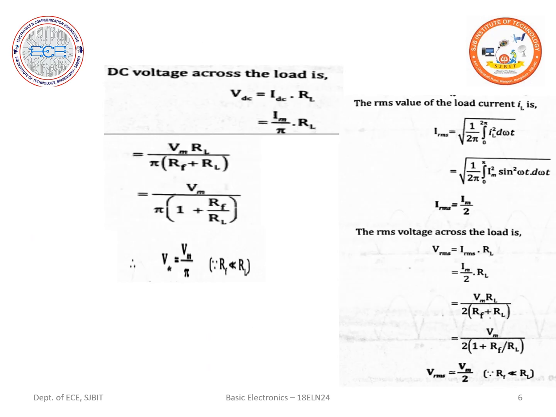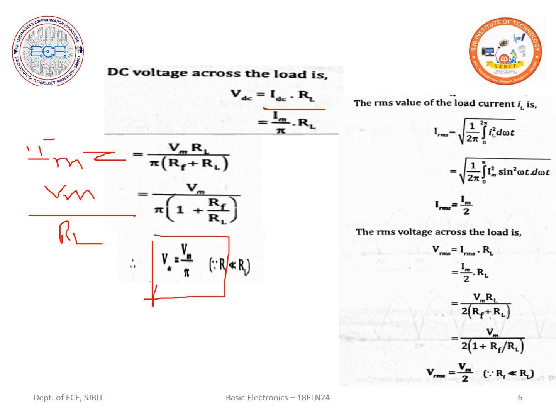Now once after knowing the average DC current, let us go for DC voltage. We know our VDC is equal to IDC into RL. Now we know what is our IDC. IDC is Im by pi, so substitute Im by pi into RL. What is my Im now? Im is given by Vm by RL, or the total resistance. My RL and RL are going to get cancelled. As a result, my VDC would be equal to Vm by pi.